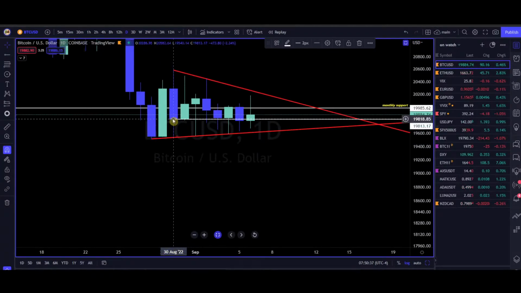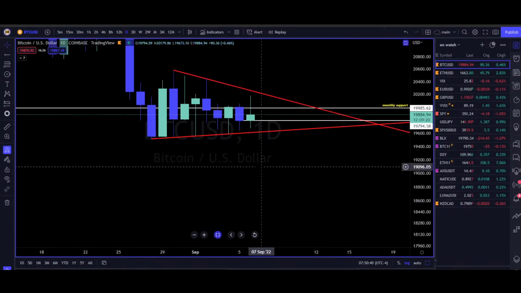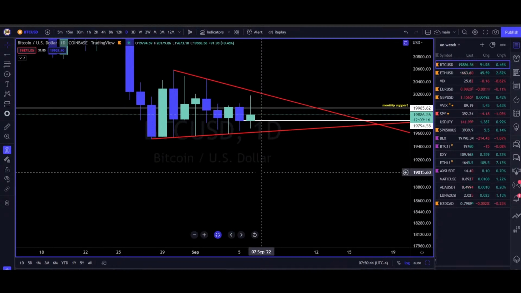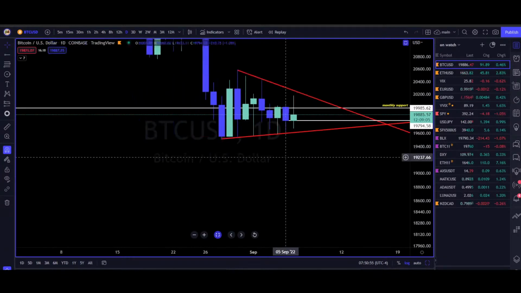So if you are bullish on Bitcoin, the price that you will be looking for entries will be close to the open of the day, and that is $19,794.58. My stogie went out. All right, so that's that. That's what we're currently watching.